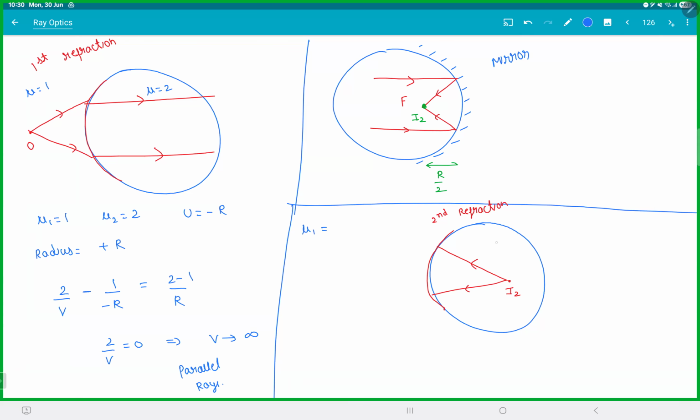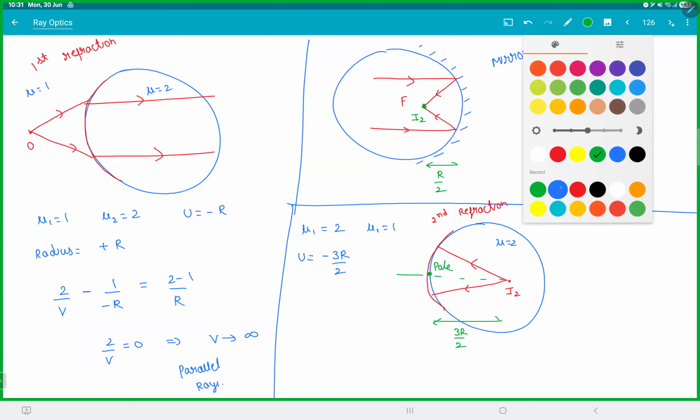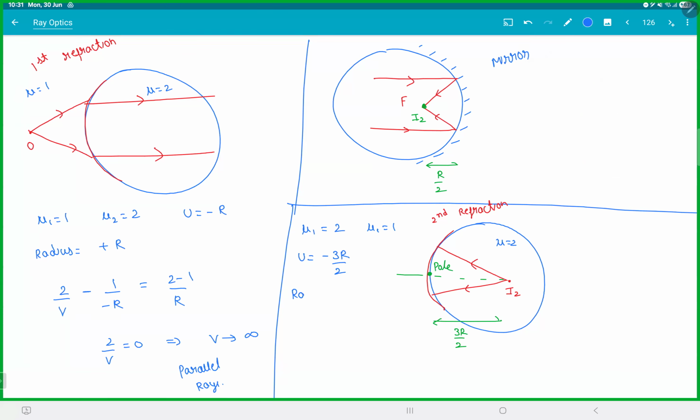Mu1, now see again, what is mu1 now? Mu1 is 2. Mu1 is the medium where the light rays are coming from, hitting the interface from inside. Mu2 is 1, the medium where the light rays are going into. The light rays are going into vacuum. So mu2 is 1 and the light rays are coming from 2. U is minus 3r by 2. Now be careful. The distances are measured from the respective pole. So this is the pole. This distance is 3r by 2. The center is also on the left hand side. So radius is minus r.